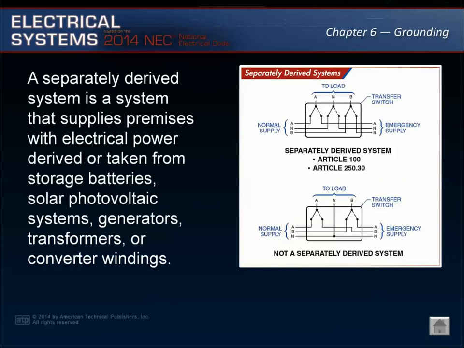Separately derived systems are a very common component of today's electrical distribution systems. A separately derived system is a system that supplies premises with electrical power derived or taken from storage batteries, solar photovoltaic systems, generators, transformers, or converter windings. See Article 100. By definition, a separately derived system can have no direct electrical connection to the conductors of the supplying system. This also applies to the grounded conductor.